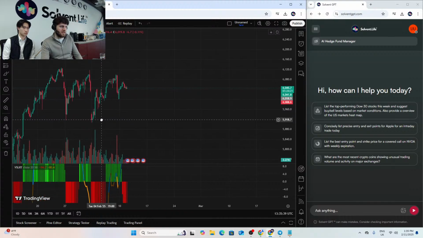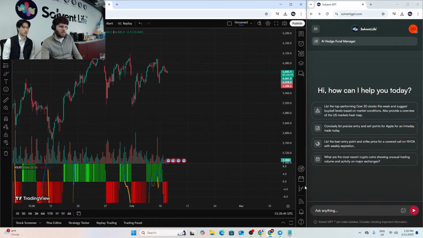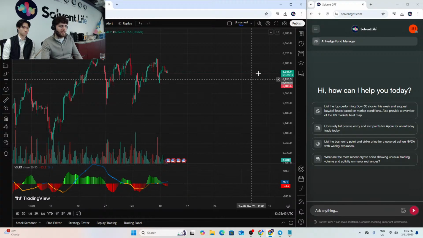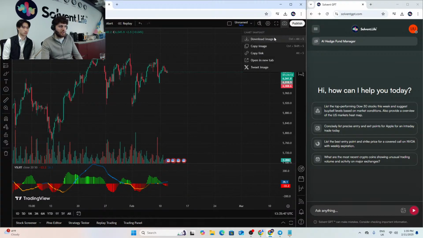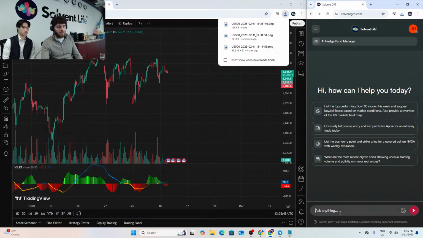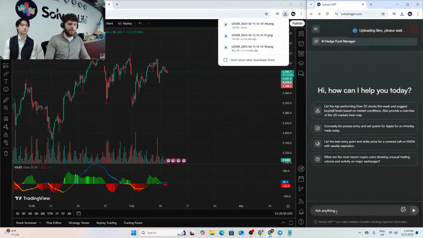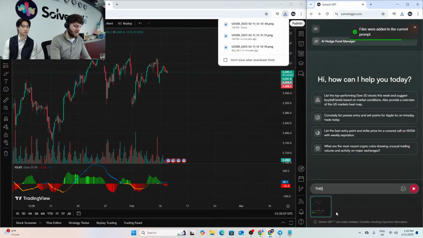So over a weekly time frame, we need to include information such as what we're displaying now. If we were to take another screenshot, again, we can ask this from a weekly time frame perspective, attach this weekly image. We can say this is the US 500. Give me a 1-week trade.